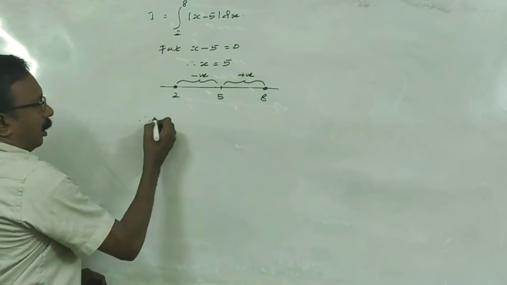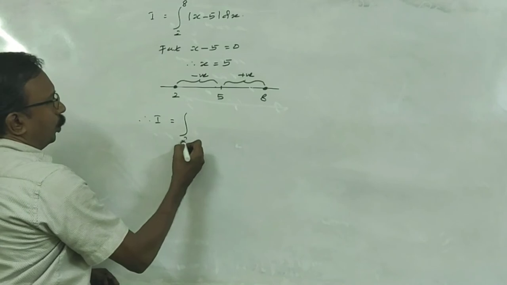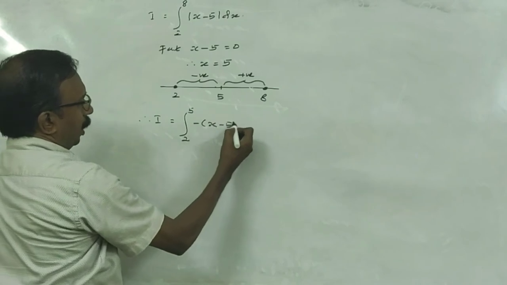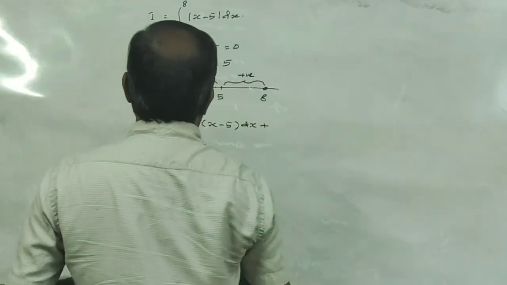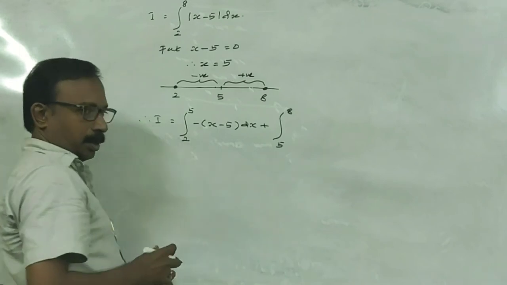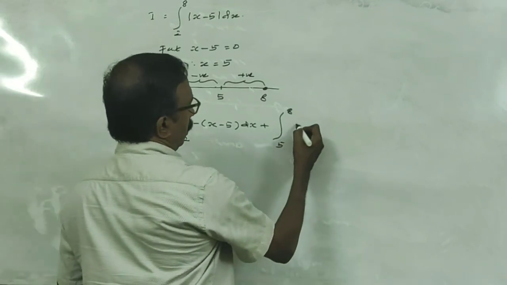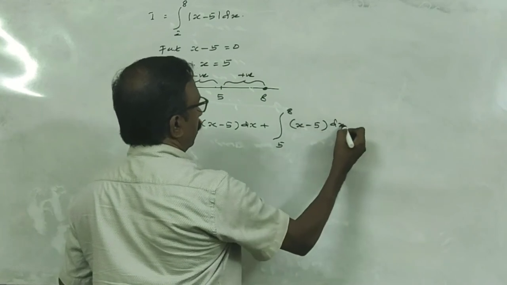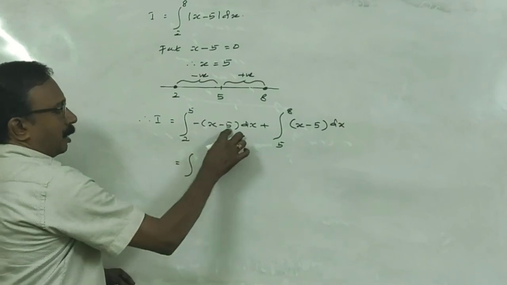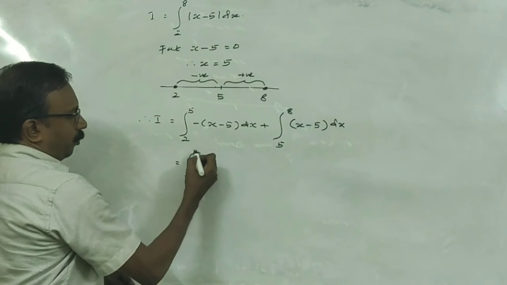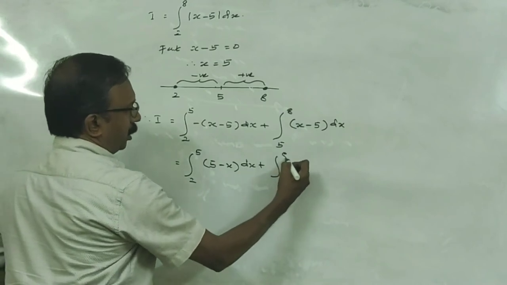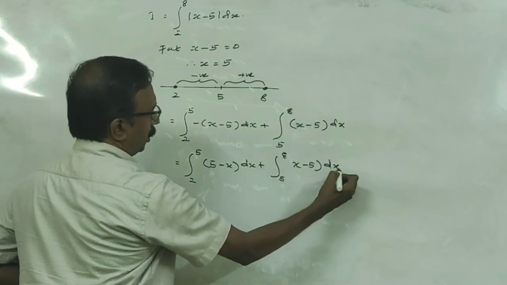Therefore, I is equal to integral 2 to 5. From 2 to 5, the function is negative, so minus of x minus 5 into dx, plus integral 5 to 8. In between 5 and 8, the function is positive, so it becomes x minus 5 itself. Here the function is negative, so it becomes integral 2 to 5 of 5 minus x into dx, plus integral 5 to 8 of x minus 5 into dx, isn't it?